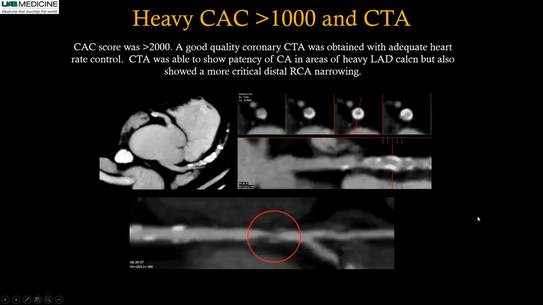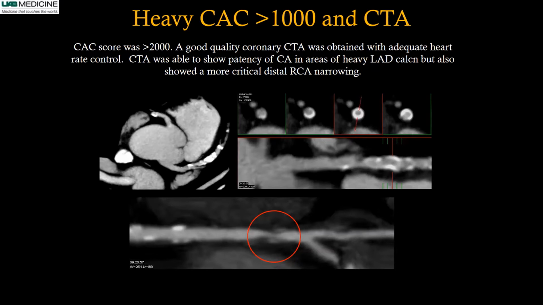Now, several people debate about doing coronary CTA in patients who have very high coronary artery calcification. I will give you one example in favor of doing CTA, despite very high coronary calcification, because there are some added advantages. This patient's score was more than 2,000. You can see very, very extensive calcification in the LAD, and he was symptomatic, and we were able to control his heart rate quite low.